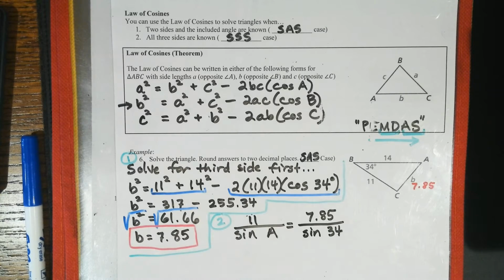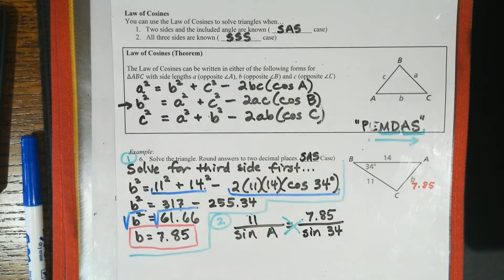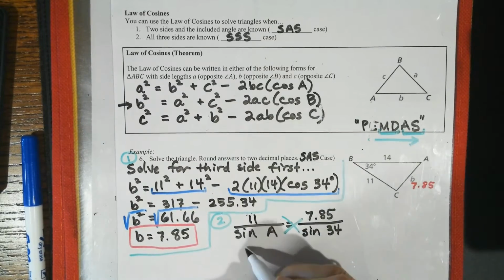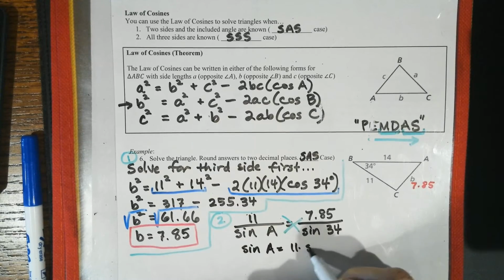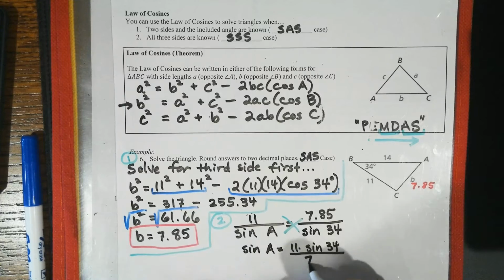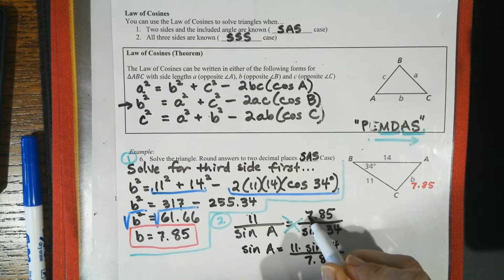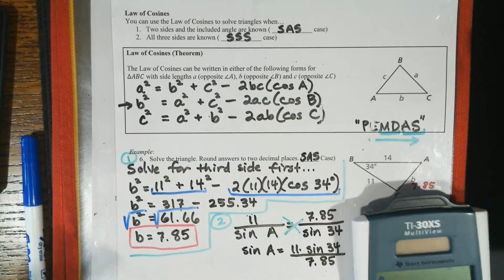And then I cross multiply. I'm sorry, I do my cross products. Oh, that should be blue. Oh well. So I get sine of A is going to equal 11 times sine of 34 divided by 7.85. So this is where my calculator comes in again.